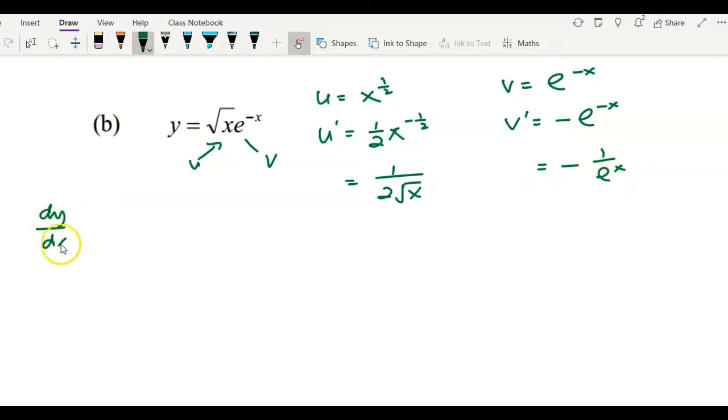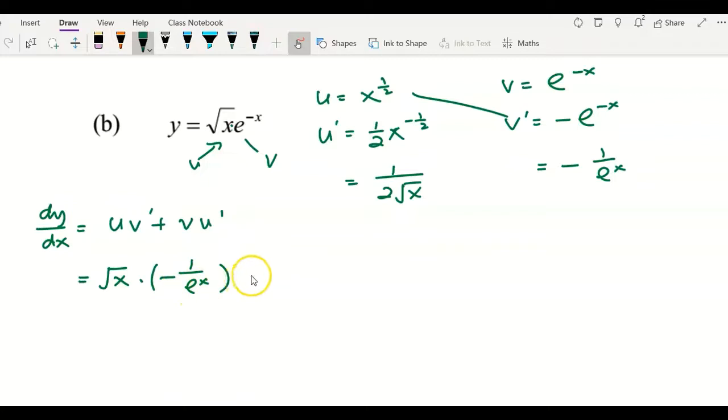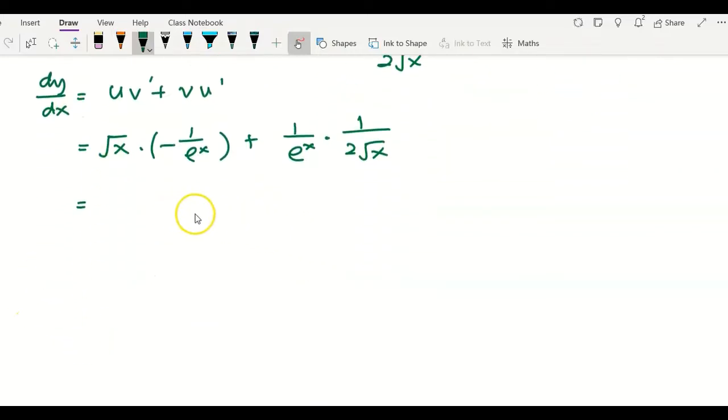Then you can proceed to your dy/dx. Again, this is a multiply, so we're going to apply the product rule. We get u v prime plus v u prime. The u v prime, u multiplied by v prime, you will have square root of x multiplied by negative 1 over e^x, plus v u prime. V is your e power of negative x, which I said is 1 over e^x, multiplied by u prime, which is 1 over 2 square root of x. Now we just simplify. We take out this 1 over e^x, and inside the bracket we have negative square root of x plus 1 over 2 square root of x.